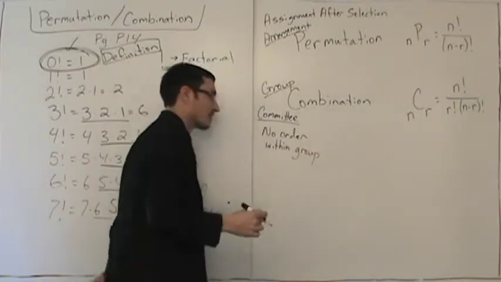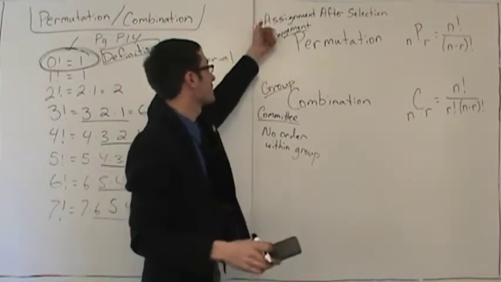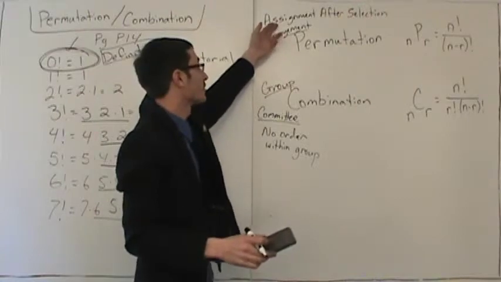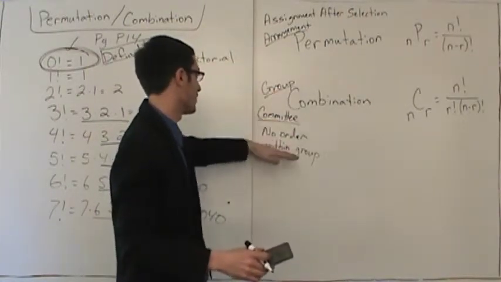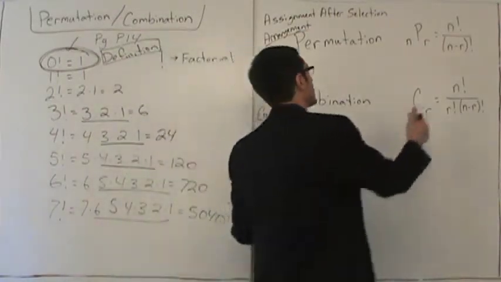No order within the group. Okay, so permutation is assignment after selection, or assignment within the group, or arrangement within the group. Combination is just a group, a committee, or no order within the group. Now let's look at these formulas.